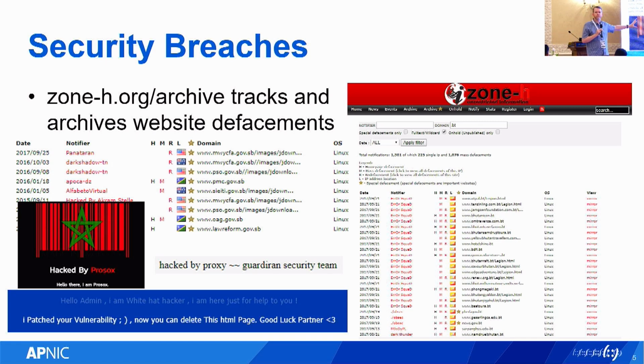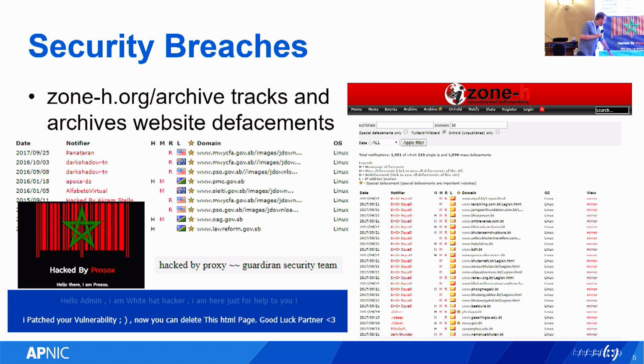This is sort of like putting graffiti onto a wall saying, you know, hacked by ProSox. Aren't I a wonderful hacker? I can hack into all these websites. There's other ones that, you know, this is that gray hat definition that I was talking about on Monday.